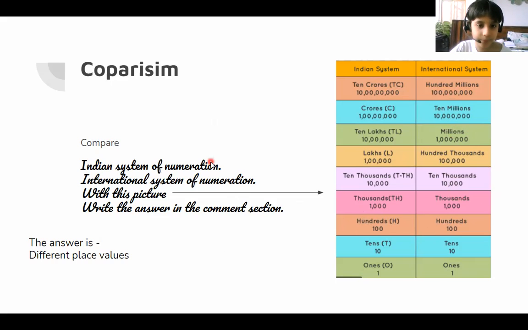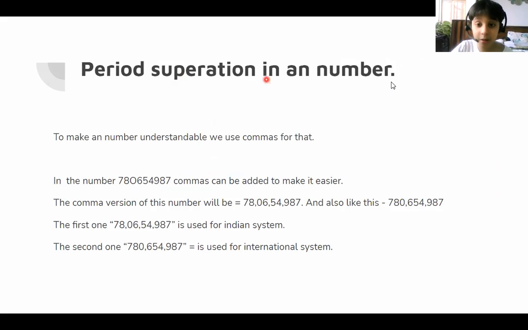Period separation in a number. To make a number understandable, we use commas. For the number 780654987, commas can be added to make it easier to read. The comma version will be 78,06,54,987, and also like this: 780,654,987. The first is used for the Indian system, and the second is used for the international system.